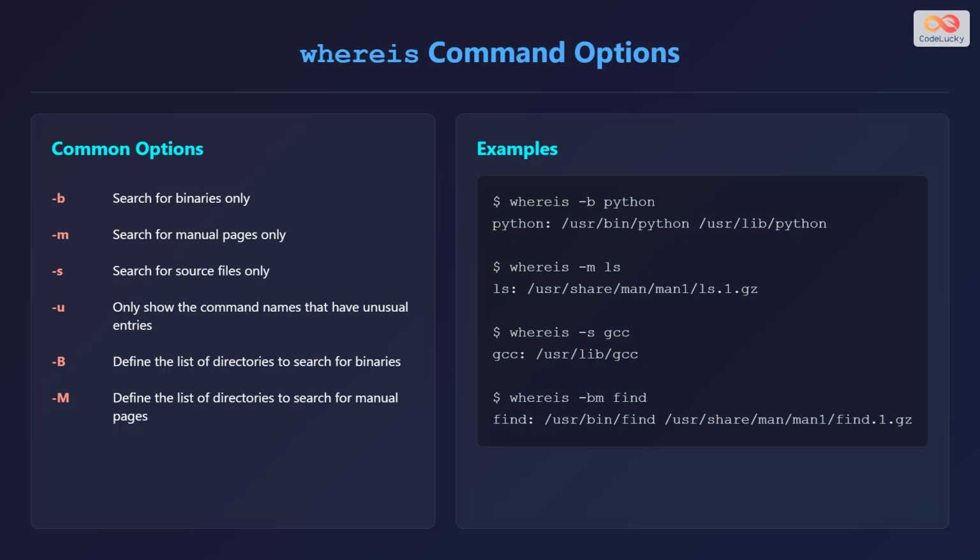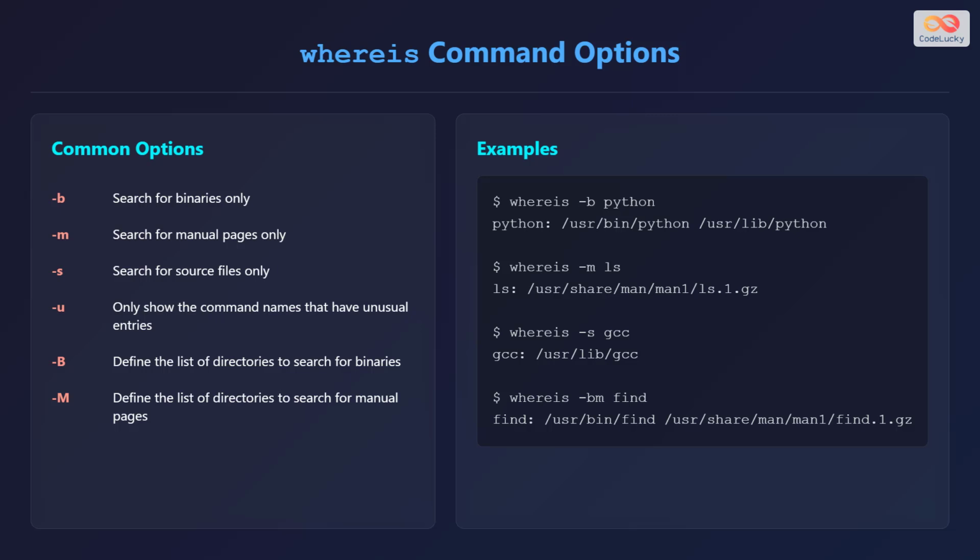The whereis command also comes with several useful options. The -b option is used to search for binaries only. For example, whereis -b python will only show the binary locations for Python. The -m option searches for manual pages only. For example, whereis -m ls will only show the manual page location for ls. The -s option searches for source files only. For example, whereis -s gcc will show the source file locations for gcc.